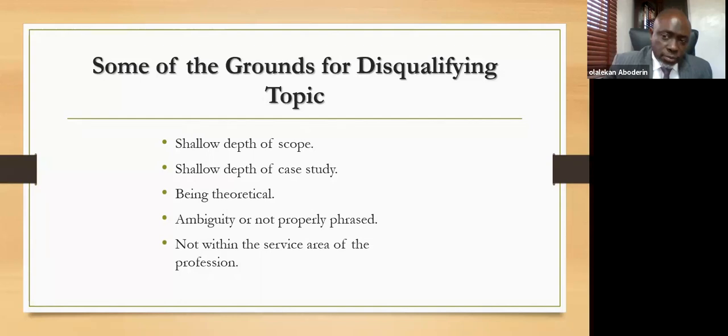Let me give you an example of a candidate whose topic, so painful. His topic was not disqualified at the time he submitted the synopsis. He submitted the synopsis, his topic was approved. He wrote his CA, the supervisor signed, and he submitted, and he went for the interview. He even paid the pledge, only to be referred to say, go and select another topic. Your topic is not suitable for test of professional competence. And when he mentioned the topic, I was like, that topic ordinarily was not supposed to have been approved in the first instance.